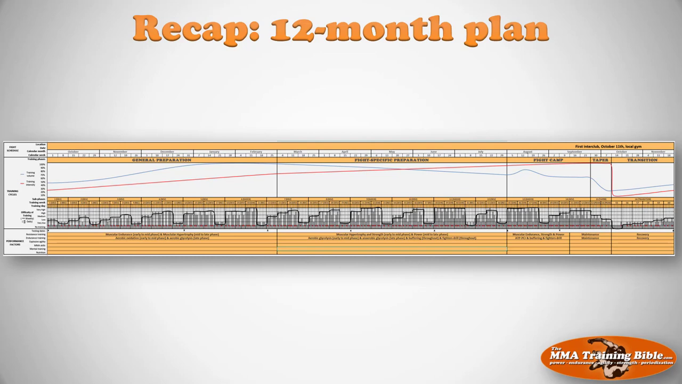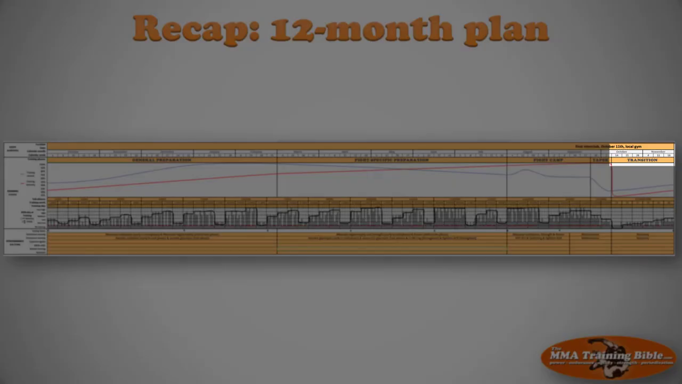So let's start by reviewing everything we've done so far. The first thing we did, we scheduled the transition, which was around 3 to 6 weeks after your fight. It's longer in longer plans, and shorter in shorter plans. Next, we scheduled the taper, which always takes up 2 weeks before your fight. Then we scheduled your fight camp, which always takes up 8 weeks before your taper.